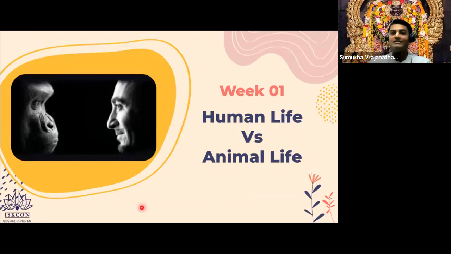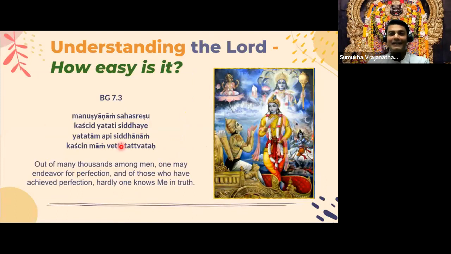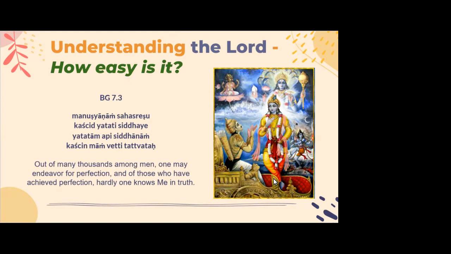Okay, let's see what Krishna says in the Bhagavad Gita. Can somebody understand the Lord? How easy is it? We have discussed this sloka in chapter 7.3. Who wants to read this sloka one more time? Okay, Mahita Mataji, please go ahead. Manushyanam sahasreshu kashchid yatati siddhaye, yatatam api siddhanam kashchin mam vetti tattvatah. Out of many thousands among men, only one may endeavor for perfection, and of those who have achieved perfection, hardly one knows me in truth.